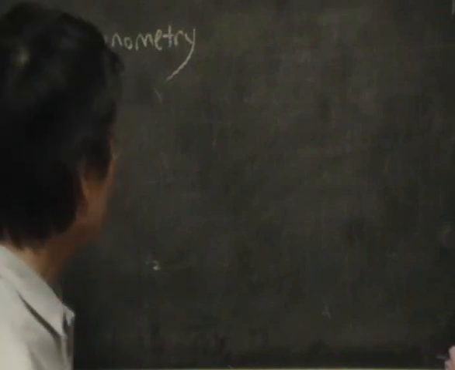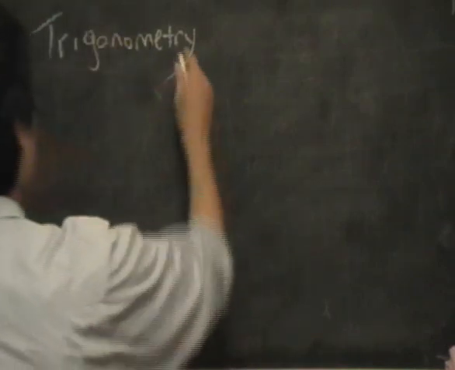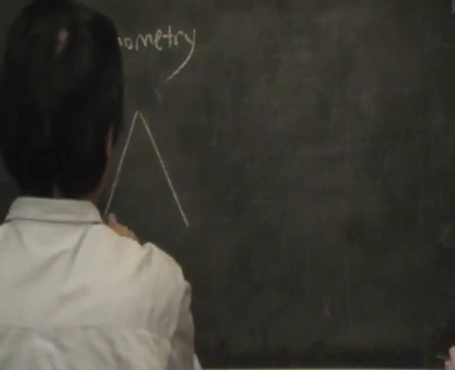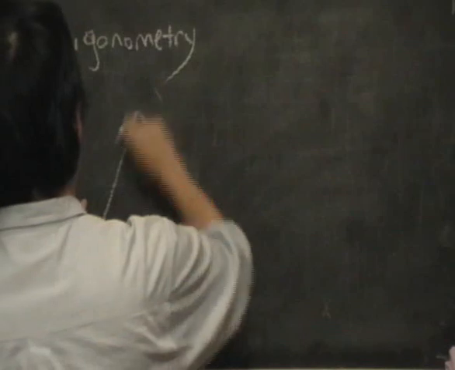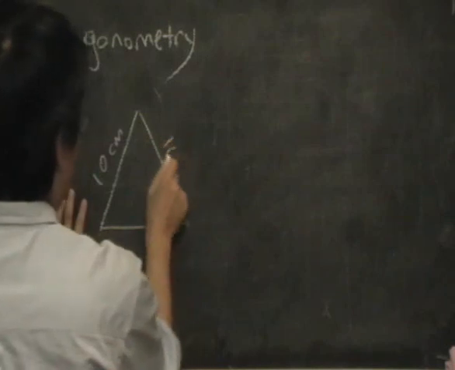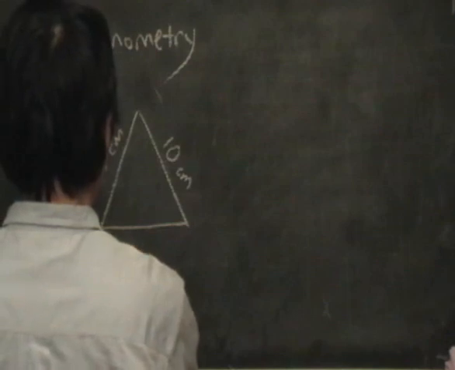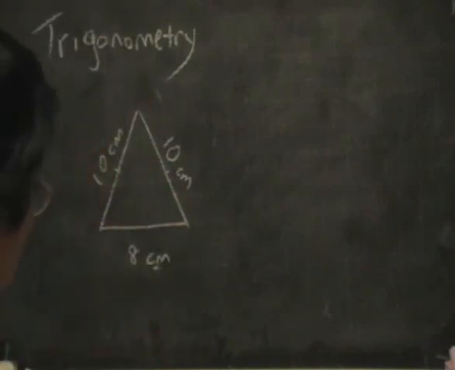But as an example, let me look at an isosceles triangle. Suppose that this side is equal to 10 centimeters and this side is equal to 8 centimeters. So those two sides are equal. Alright, so that's not a right angled triangle.